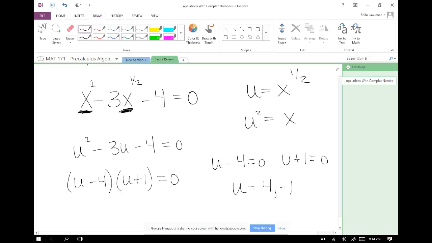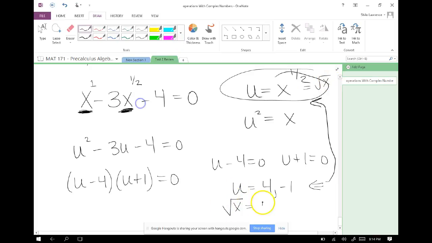And we're almost done. These are not our answers. We have to go back to what u was equal to in terms of x. So instead of u, we've got one more step. We've got to turn this back into an x problem. If I know that u is 4 and -1, and u is x to the half, or square root x, this means that square root x is 4 and -1.